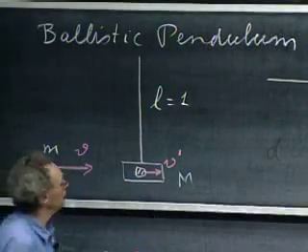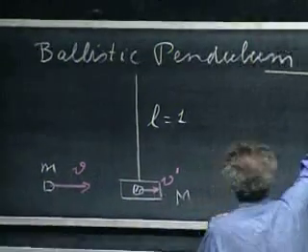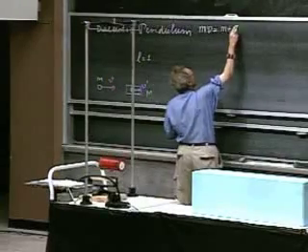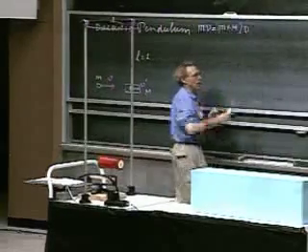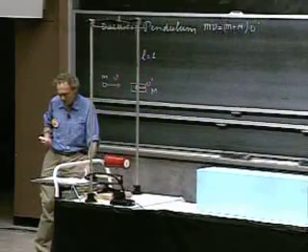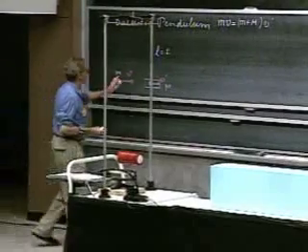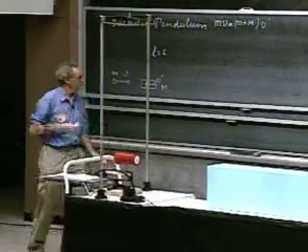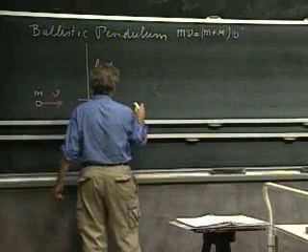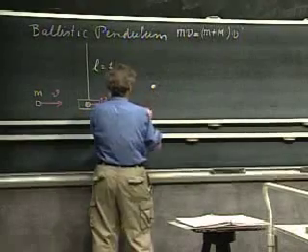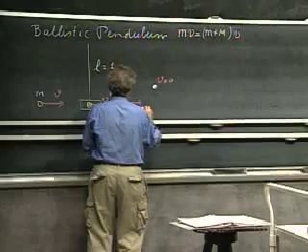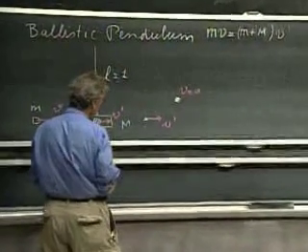Momentum is conserved, so we clearly have that mv equals (M plus m) times v prime. So if you could measure v prime, then you could measure the speed of the bullet, which is v. How do we measure v prime? Well, we wait for the pendulum to come to a halt, let's say here, when the speed is 0. When it was here, it had a speed v prime.